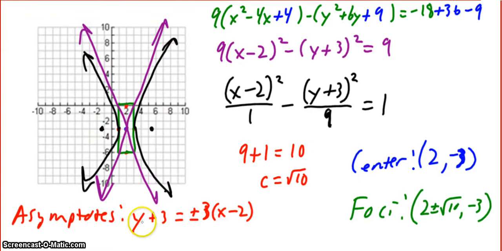The asymptotes are the lines y plus 3 equals plus or minus 3 times the quantity x minus 2. We get that because the point (2, negative 3) is the center, and the asymptotes go through the center, and from the center I go up 3 over 1, and I go down 3 over 1. So one of them has a slope of positive 3, one of them has a slope of negative 3.